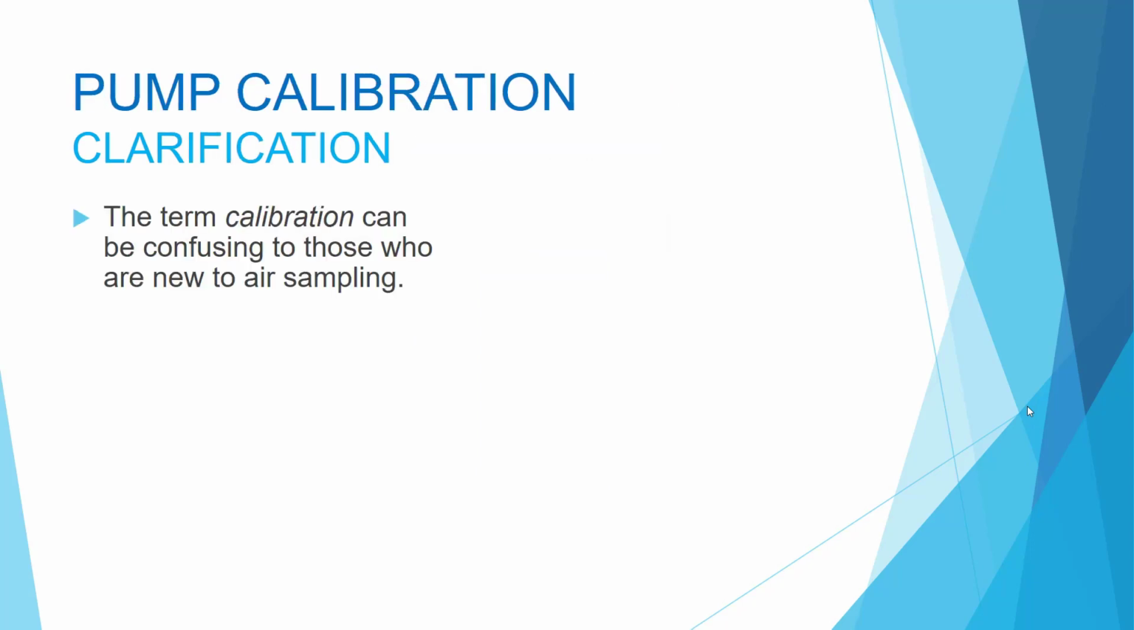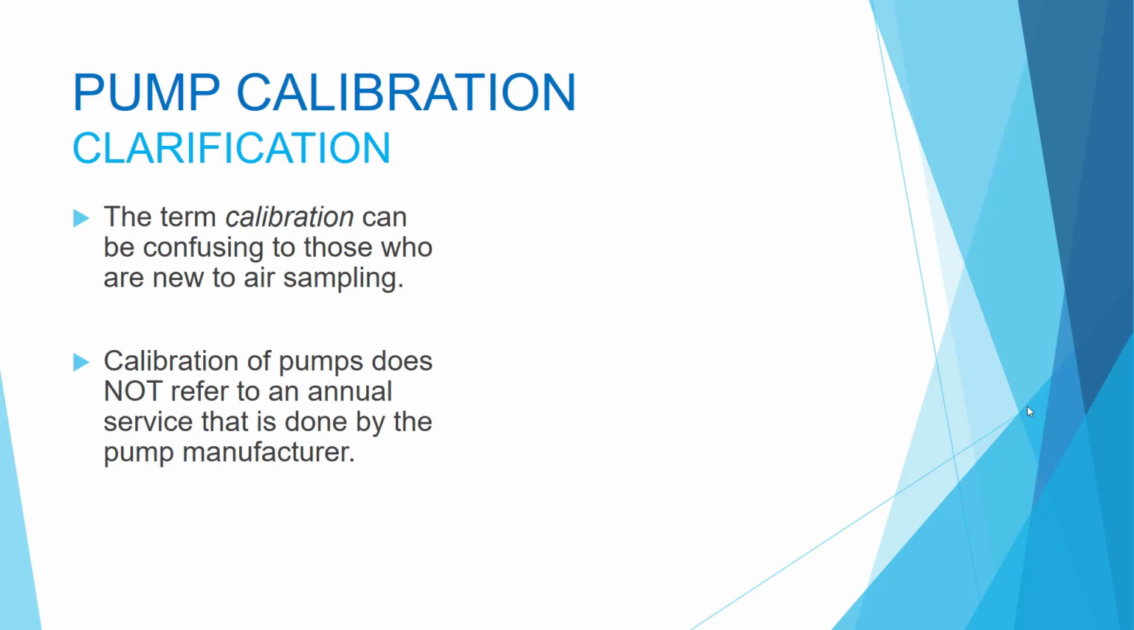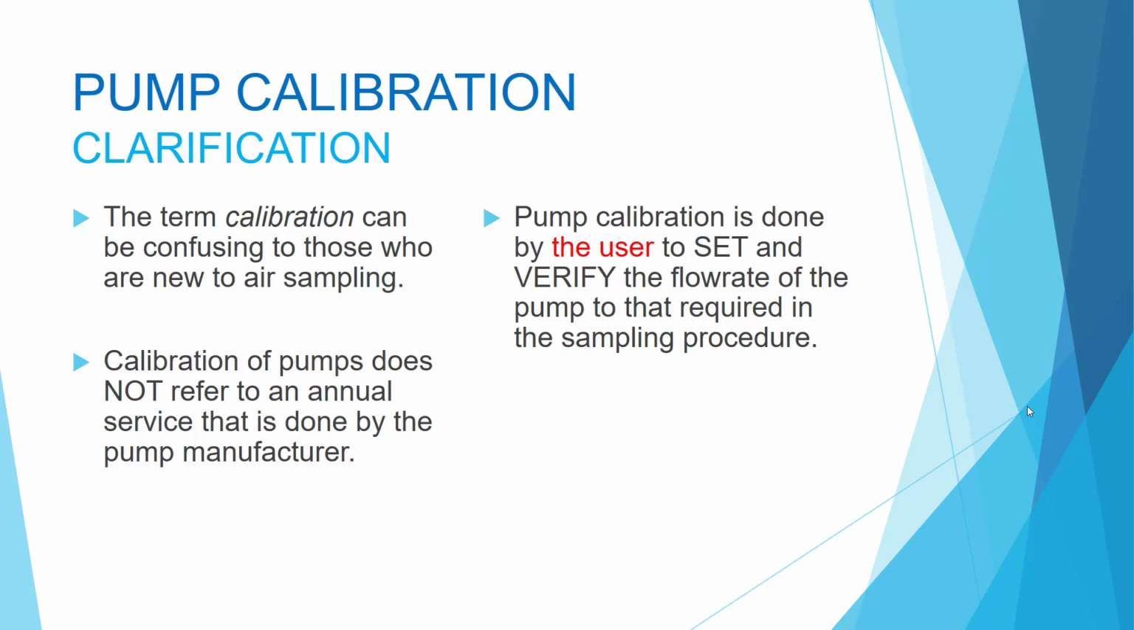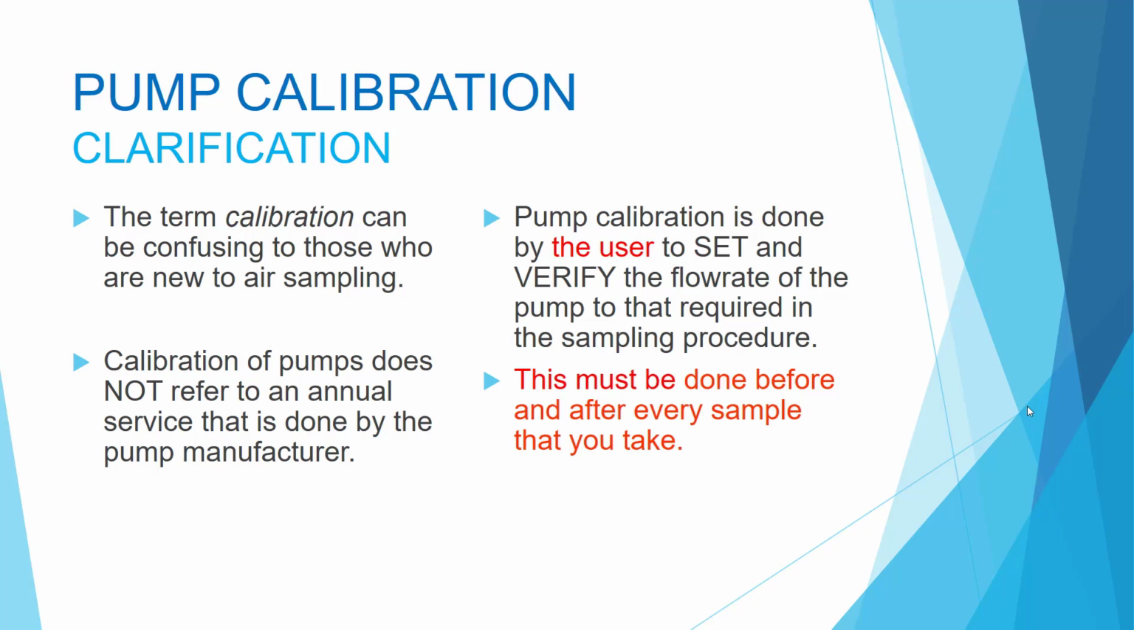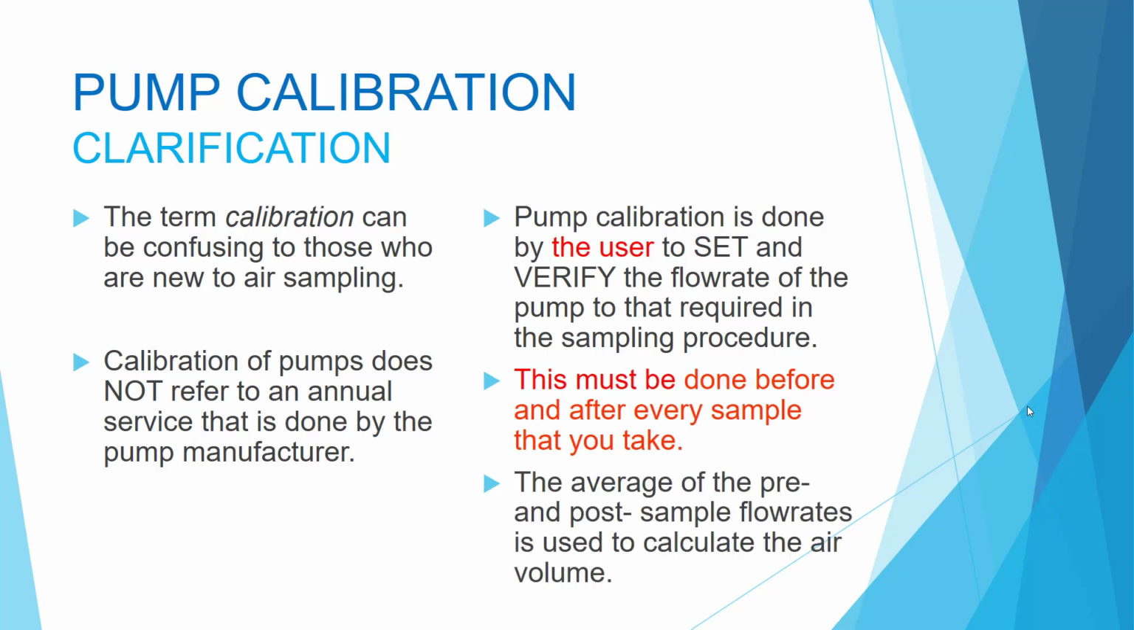The term calibration can be a point of confusion for those new to air sampling. Calibration of pumps does not refer to an annual service done by the pump manufacturer. Pump calibration is done by you, the user, to set and verify the flow rate of the pump to that required in the sampling procedure. This must be done before and after every sample that you take. The average of the pre and post sample flow rates is used to calculate the total air volume. The air volume is simply how much air the pump pulled during the sampling period.